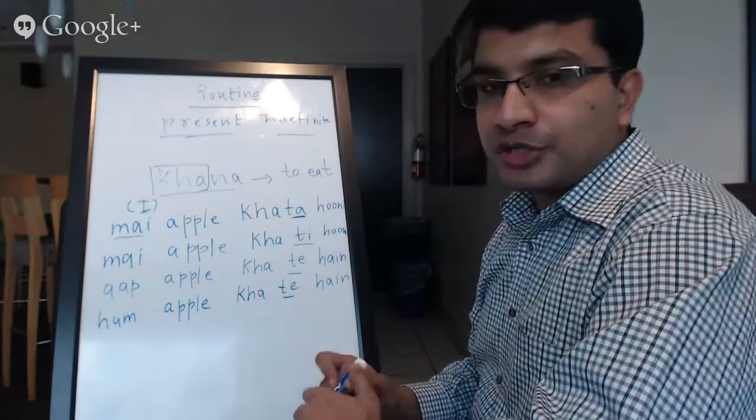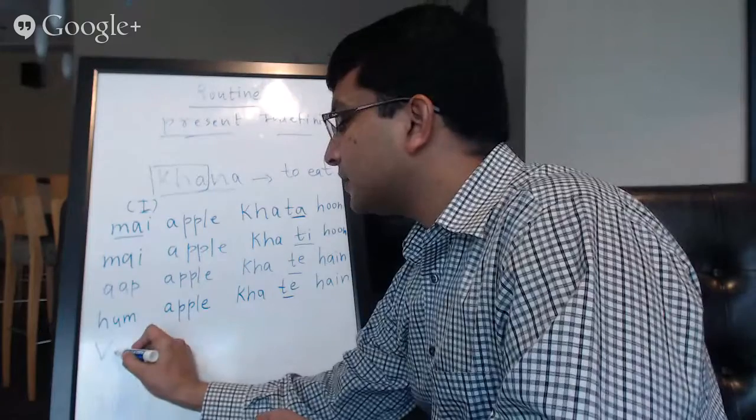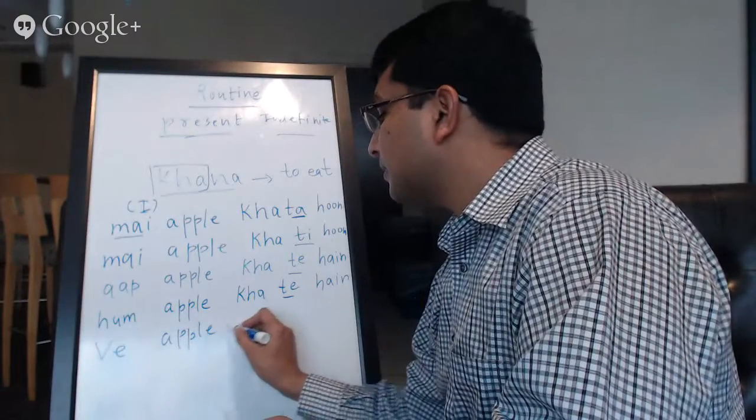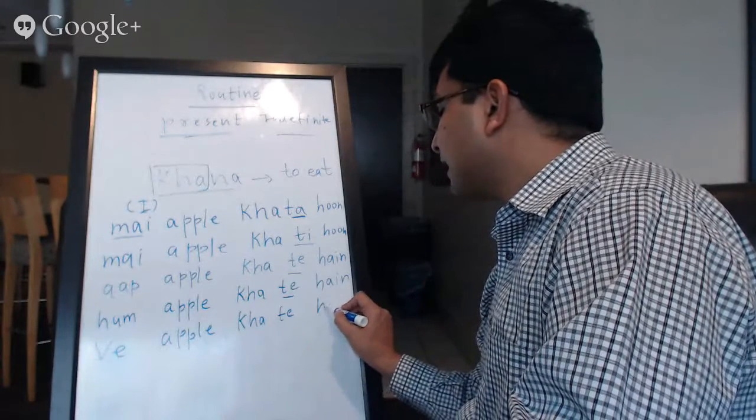Okay, we'll do multiple more, and the next one is way, which is they. They eat an apple. So way apple खाते हैं.